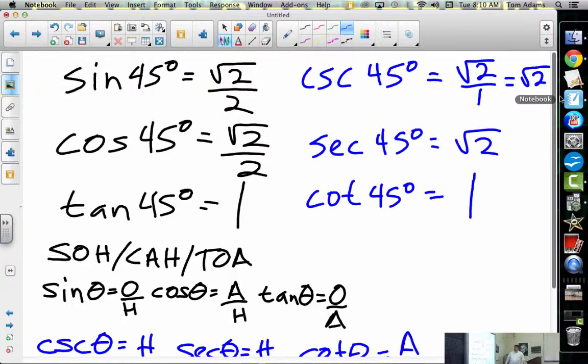These you need to memorize. By the way, if you plug this in a calculator, it's always going to be 0.707. Root 2 over 2 is 0.707. This in a calculator is always going to be 1.414. So get used to seeing those decimals.